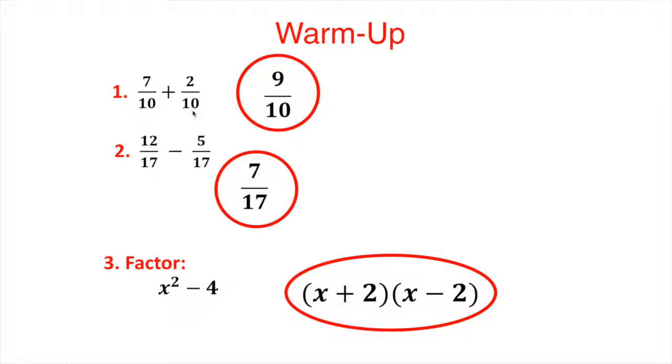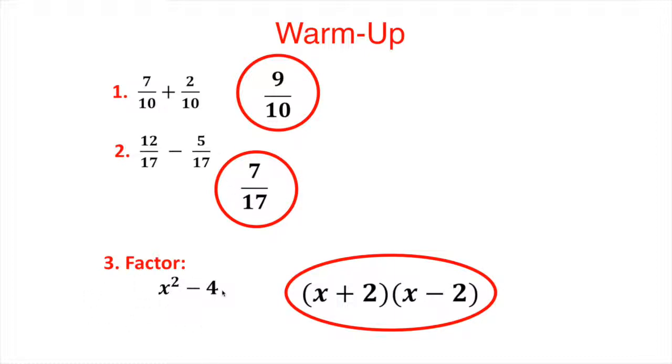So if the denominator is the same, we simply just add the numerator. So if the bottom's the same, we add just what's on top. 7 plus 2 gives us 9. Same thing on number 2. In this case, though, we are subtracting. 17 is our denominator. That's what's on the bottom. 12 minus 5 is just plain 7.